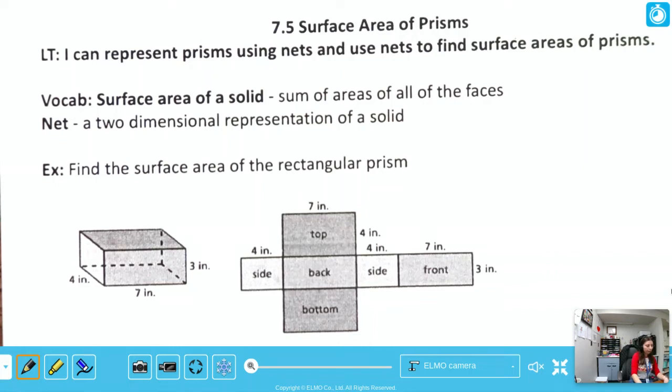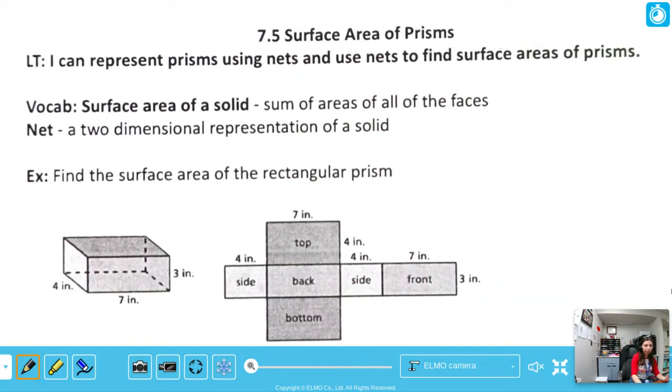Hey students, in this video we're going to go through section 7.5, which is about surface area of prisms. Today's learning target is I can represent prisms using nets and use nets to find surface areas of prisms. So first let's talk about our two vocab words.